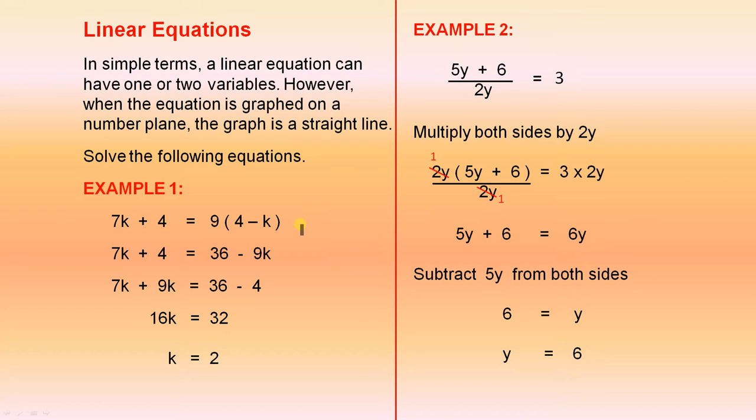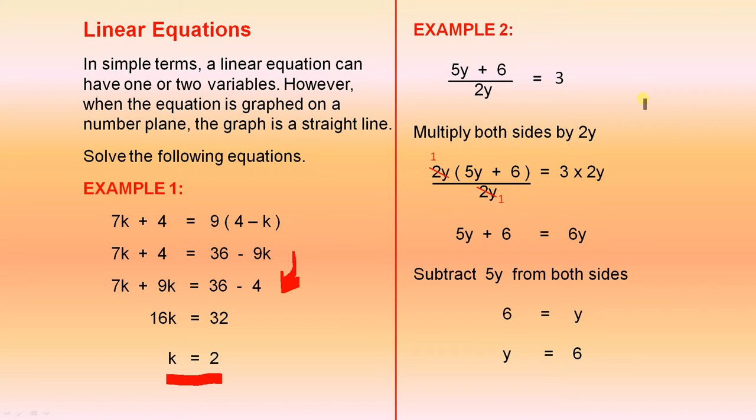Very straightforward. 7k plus 4 equals 9 outside of 4 minus k. We remove the grouping symbols to end up with this line. Now from this line to this line, all we do is subtract 4 from both sides, and we add 9k to both sides. Now we saw this process in an earlier video. If you watched it, I have outlined this in an earlier video. So we have this line now. All we do now is add the like terms, so that gives us 16k equals 32. Divide both sides by 16, and that gives us k equals 2.